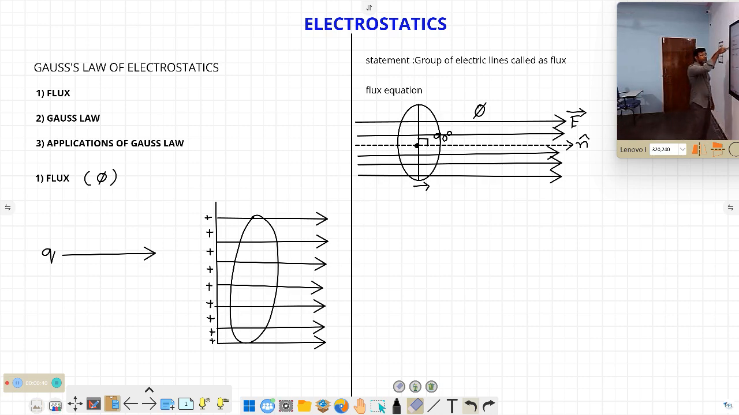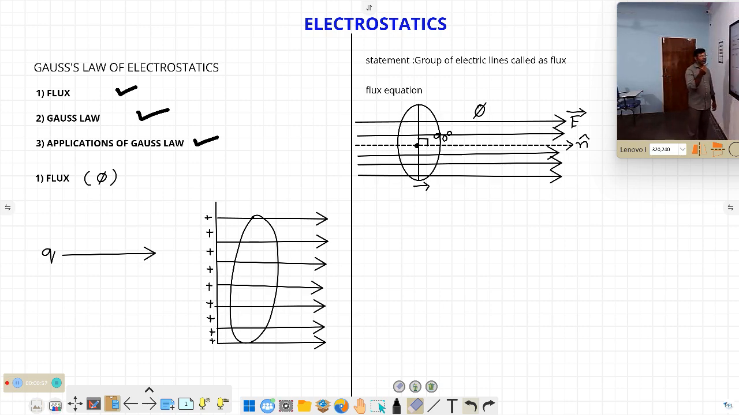We have three concepts that we are going to learn here. First one is the flux concept, and second one is Gauss law, the statement of Gauss law. Third one is applications of Gauss law. These are the three points we are going to discuss today.